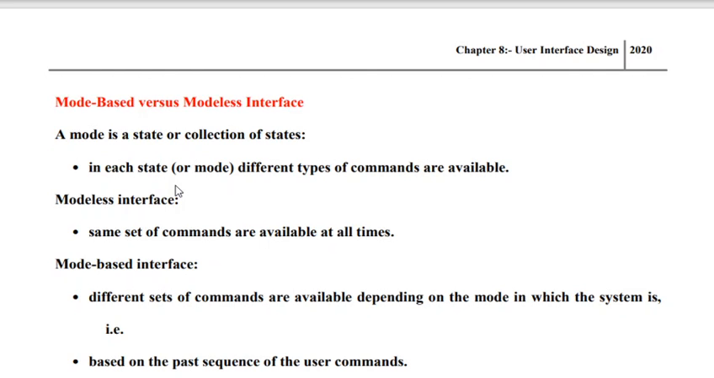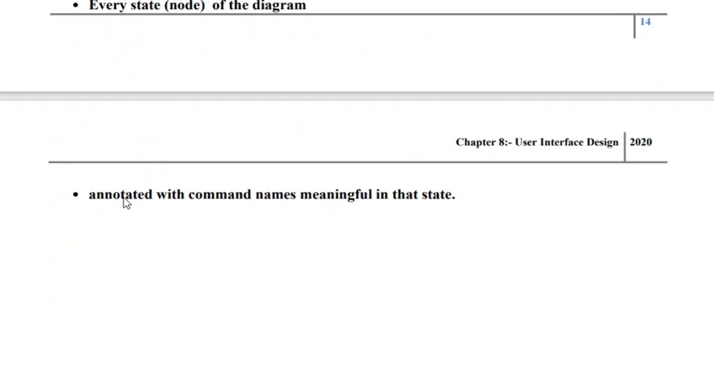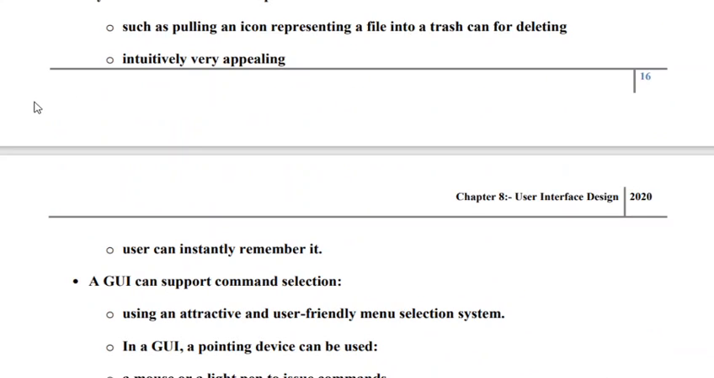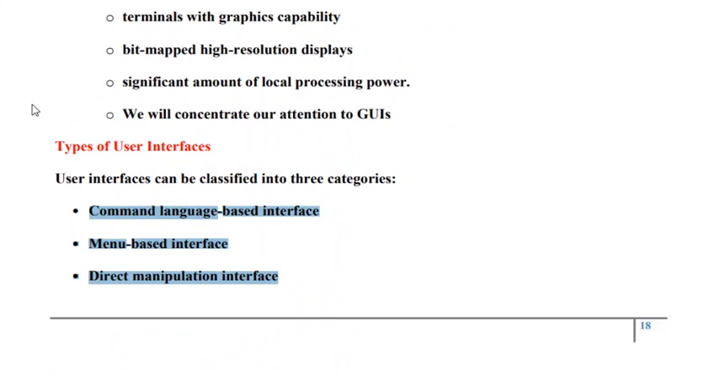So in today's class, we have learned about what a mode is, what a mode-based interface is, and what a modeless interface is. We have learned about what a graphical user interface is and the advantages of a graphical user interface based system, and then we have learned about the properties of a text-based user interface. And there are certain user interfaces that are left for you to study, and you need to prepare an assignment on this.